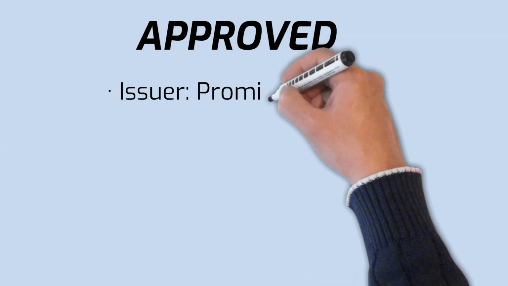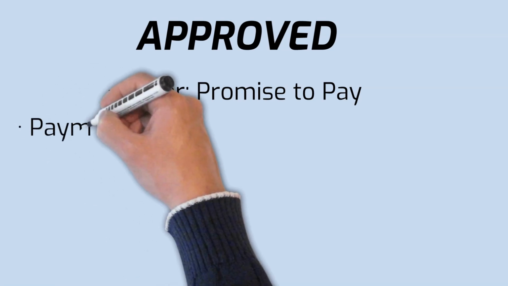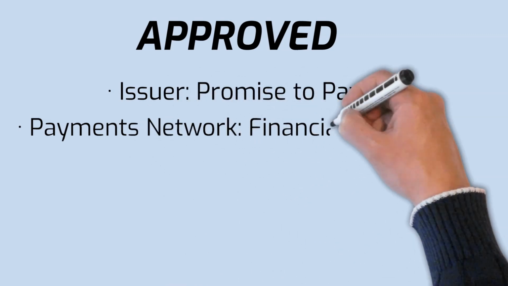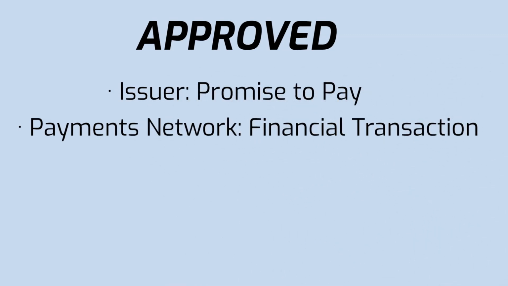For the issuer, it is a promise to pay for the transaction. The issuer will either put a hold on the cardholder's account for the amount of the approved request, or they may remove those funds from the cardholder's account immediately. For the payment network, this is now a transaction that qualifies for the settlement process, a process that will move funds from the issuer to the acquirer.